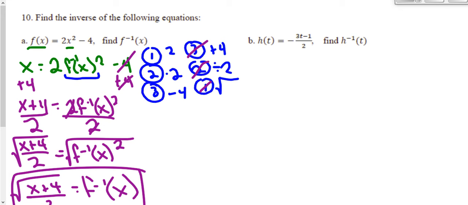So for example B, we have our input t and output h of t that can switch places. So t equals the negative 3 times h of t minus 1 over 2. So we've switched their positions. That officially makes this the inverse function. Now I just have to write it in the proper format by solving for h inverse of t.